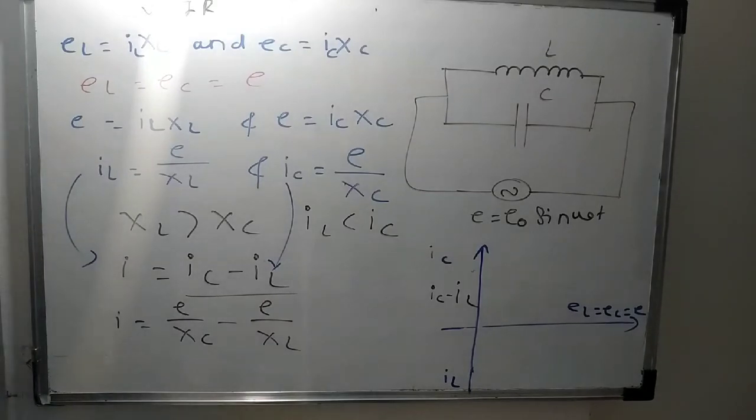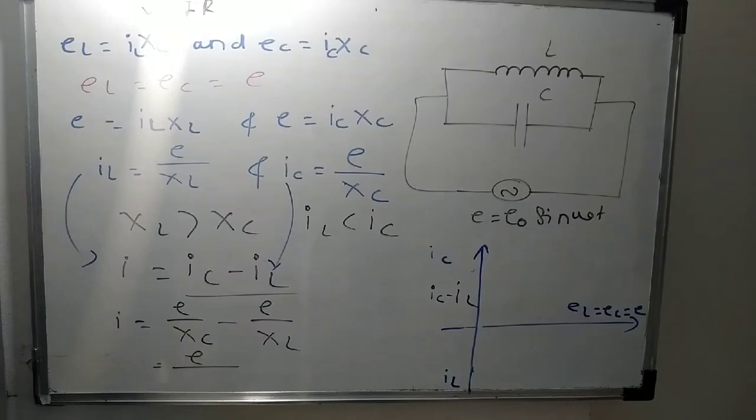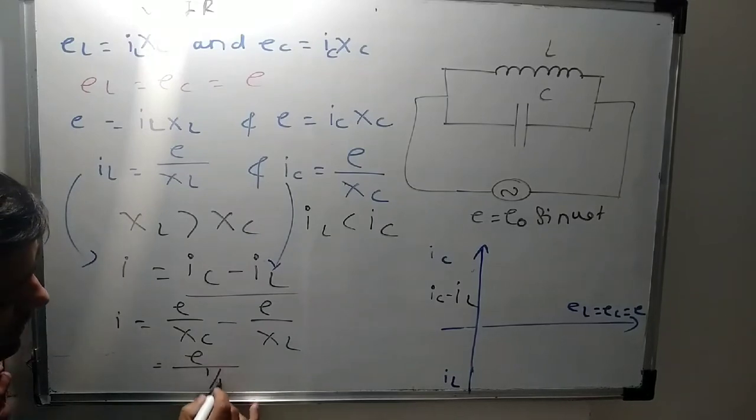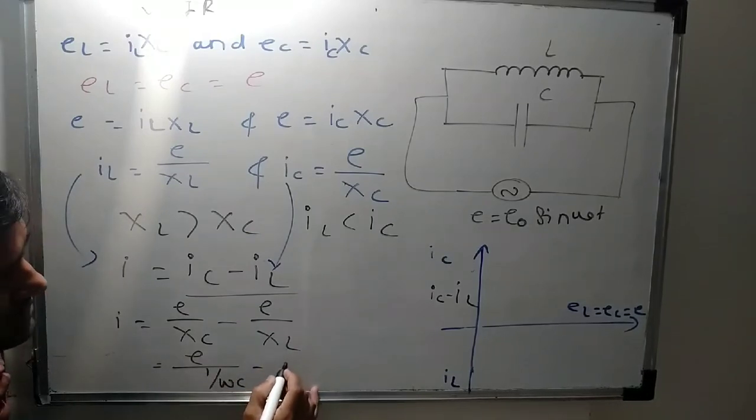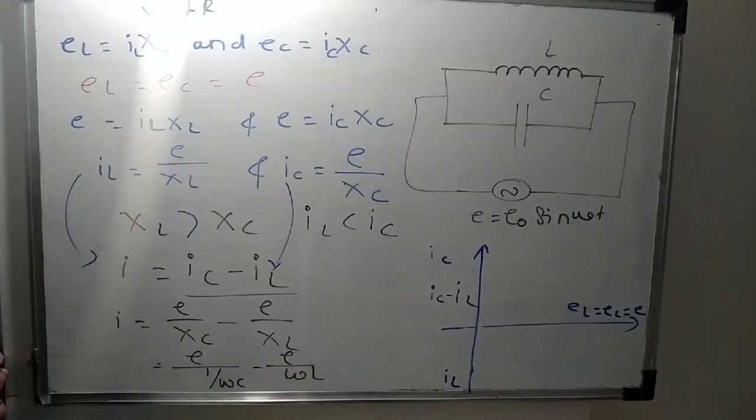But what are the values of XC and XL? If you put the values of XC and XL, the value of XC is 1 upon omega C, and that of XL is omega L. Now in this equation, what is the common term? The common term is E.